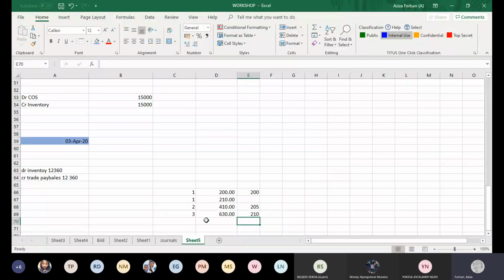Okay, the next day I got 4 dolls, right? And I purchased doll D at 230. So 630 plus 230 is 860, right? And 860 divided by 4 equals 215.